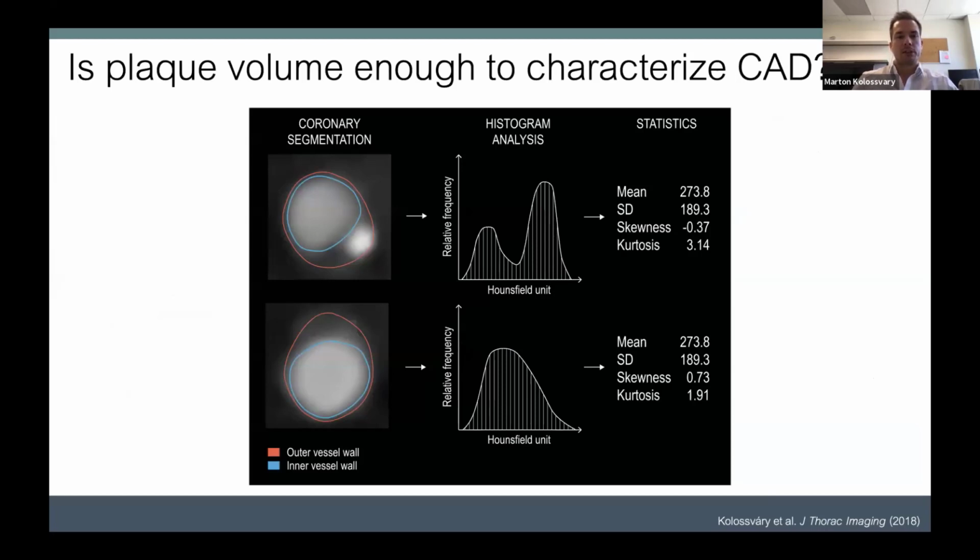For example, here you can see two very different coronary artery lesions. But if we just quantify plaque volumes or describe, for example, the mean attenuation of these lesions, we get the same values, while visually we can see they're very different plaques. So how can we quantify this?